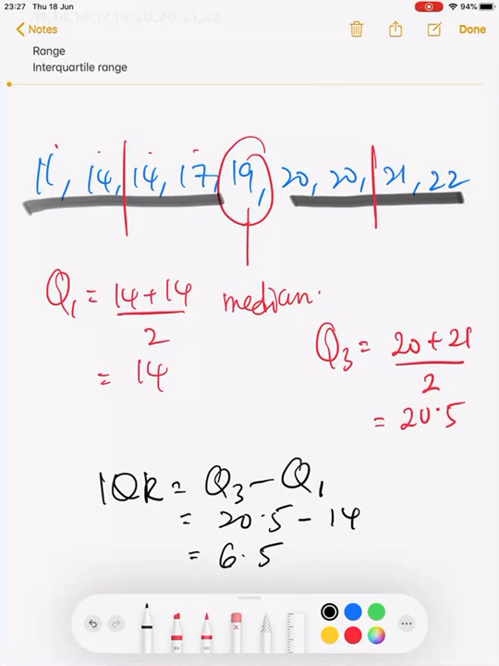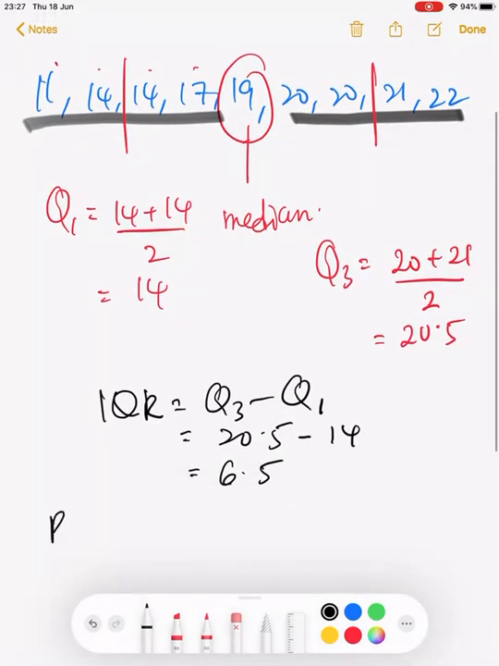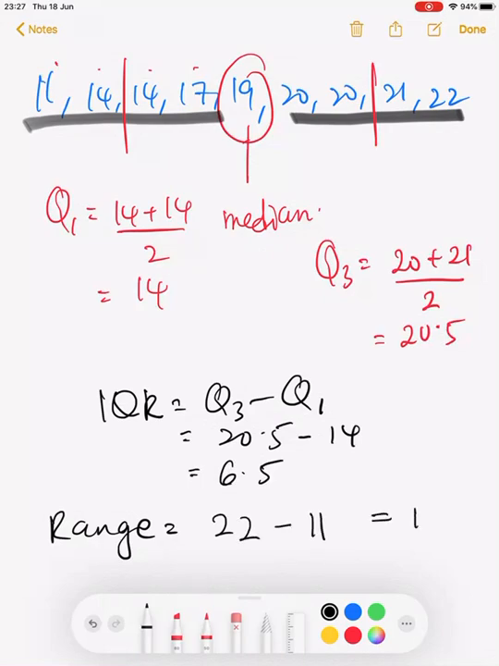What is the range? The range is much simpler. Just look for the maximum value and the minimum value. So 22 minus 11 equals 11. So the range is 11. The interquartile range is 6.5.